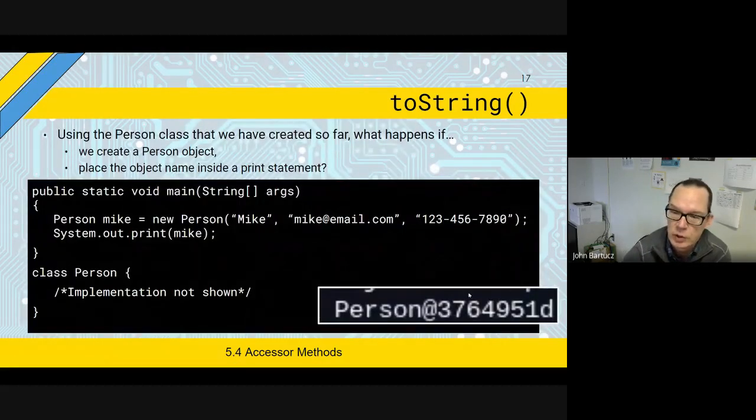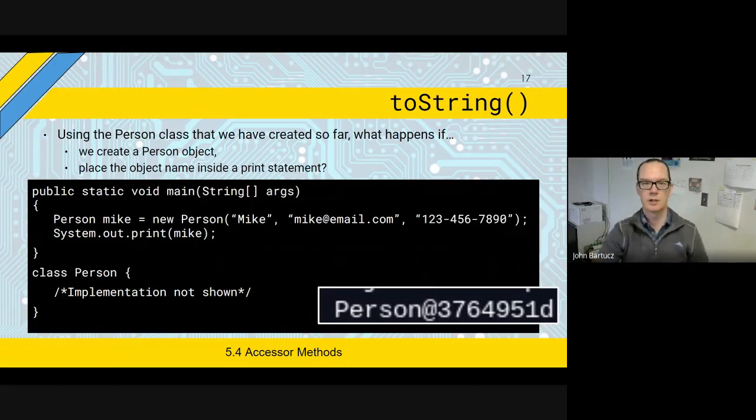Oh, actually, it shows what it would print here. It would print out in this little box in the bottom right that it is a person object at this memory location. That's all that Java knows about it in terms of printing. It wouldn't print out Mike. It wouldn't print out the email. It wouldn't print out the phone number. It would print out, hey, this is a person object at this memory location, which isn't very helpful if you're trying to debug why your program is not working.